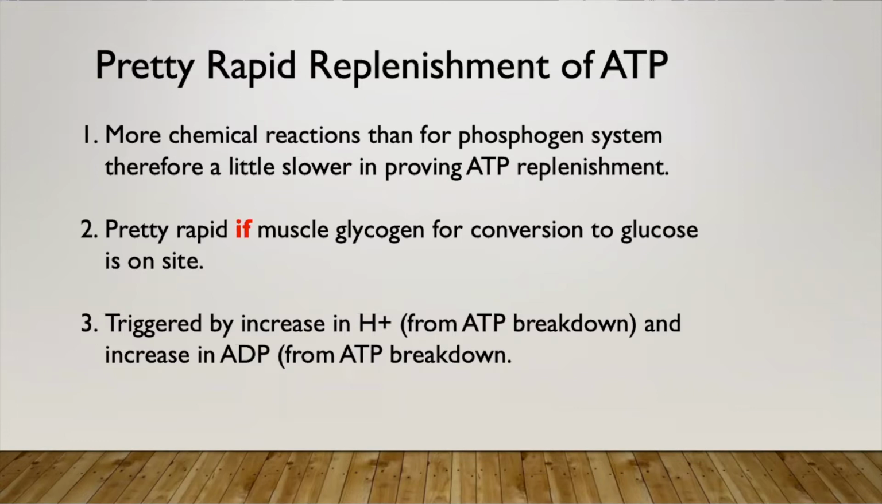We're going to talk more a little later, but for right now, it's critical that you use glycogen and not necessarily just blood glucose for this to go as quickly as it can. And the third point is that it's again tied to a need. So as soon as you start releasing hydrogen ions from the breakdown of ATP, you stimulate fast glycolysis. And the fast glycolysis provides the energy to resynthesize ATP from ADP.